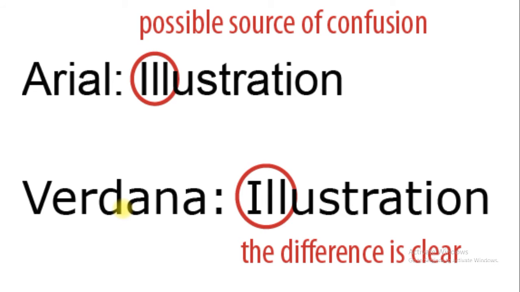Here we have taken the example of two different kinds of font. One is called Arial and the other is called Verdana. In the Arial font there is no difference between capital I and small l, which may create confusion in the mind of the customer. So when you select a particular font type, you need to make a clear difference between the characters.